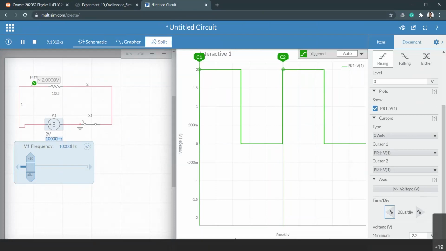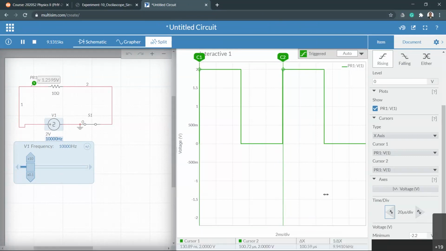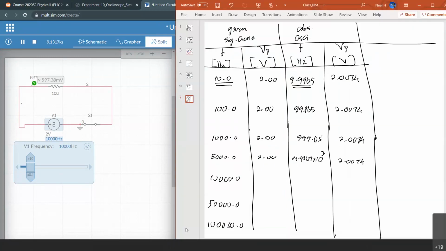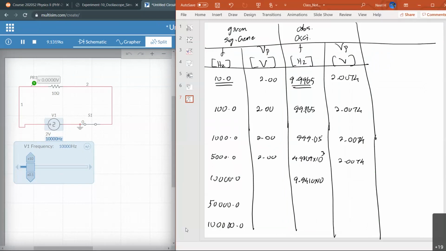So that's always the case if you're doing this in class. So you will get some error anyway. So I'm going to read this number. That's okay. 9.9410. So this is 9.9410 times 10 to the 3. These numbers are not changed at all, right? They remain the same.